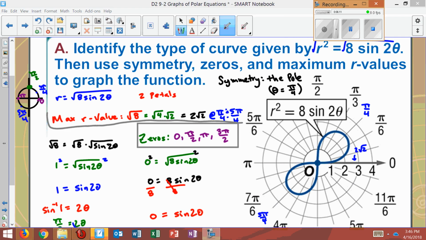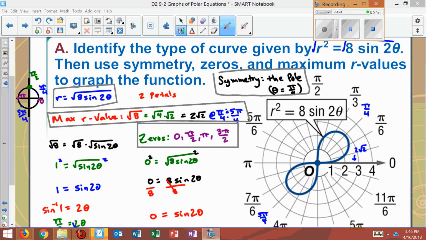Here's the maximum R values and where they occur. Here was my actual equation I could type in the calculator. This, what's it called, a lemniscate. Here's the symmetry. And so the title would be a lemniscate because it looks like an 8. Lemniscate looks like an 8.